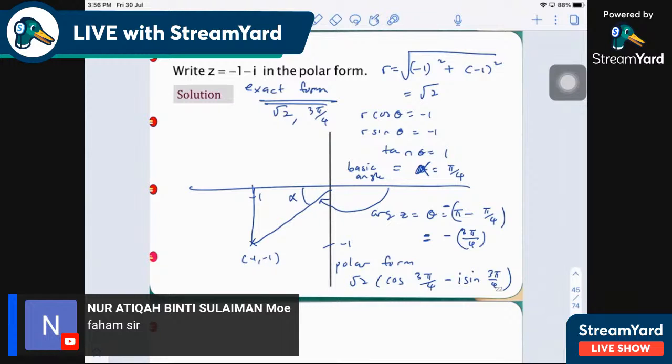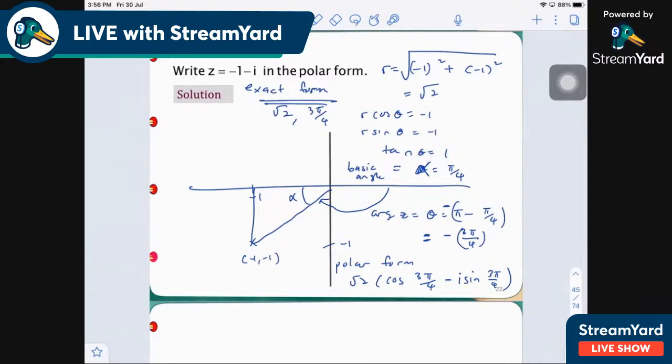Or unless, let's say it's objective, then objective questions, they don't give you decimal. They give you in exact form. Then you must be able to answer that also lah. Clear to that? I hope that's clear. I answer your question.